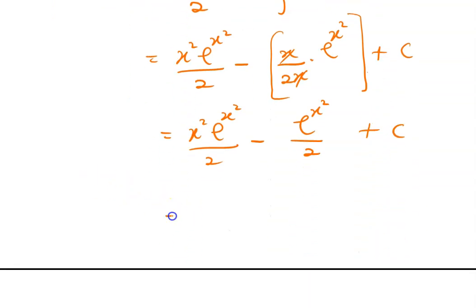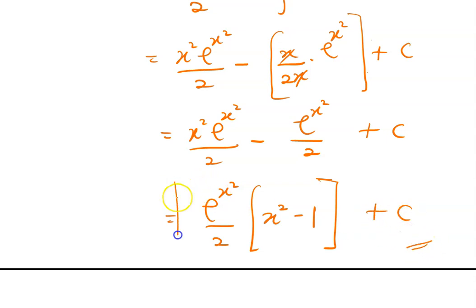We can factorize e^(x squared) divided by 2 into a bracket. Then what do we have? It will be left with x squared at this point minus half. No, not minus half, but minus 1. Sorry. So minus 1. Then we have our plus c attached to it. So that gives the final answer.